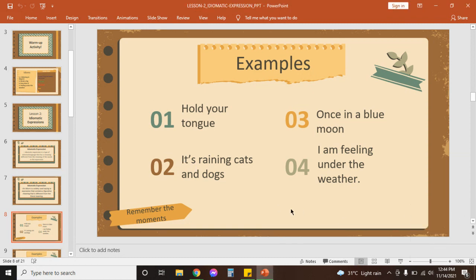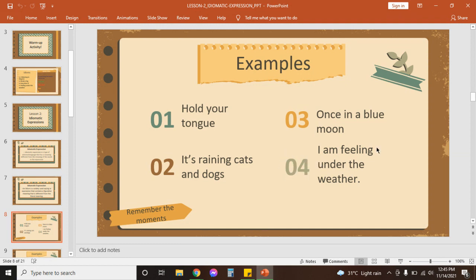Okay. Number two, let me give you an example. I don't like to go to school right now. Why? You ask your friend. Because it's raining cats and dogs, you replied. You don't like to go to school because it's raining cats and dogs. It's raining heavily outside. Do you understand? Yes. Okay, very good. Let's proceed to number four.